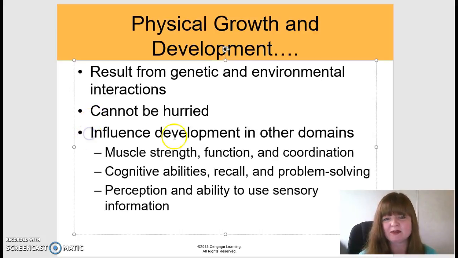Physical development can influence development in other domains. We can influence a little bit with muscle strength, function, and coordination by providing them with activities that enhance these areas or help these develop. Cognitive abilities such as recall and problem solving can be part of activities. Perception and an ability to use sensory information can also be influenced, again, by what they go through each day, the words that they hear, the senses that they learn about.